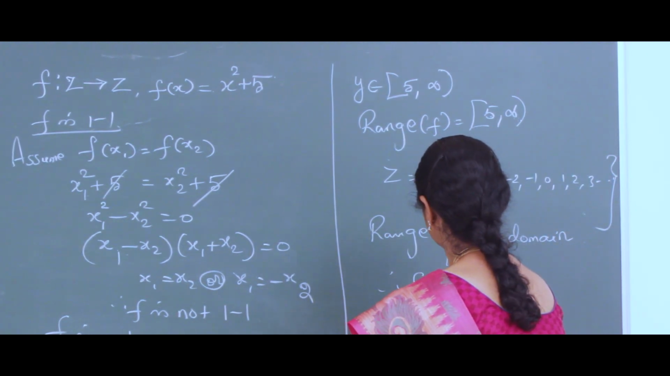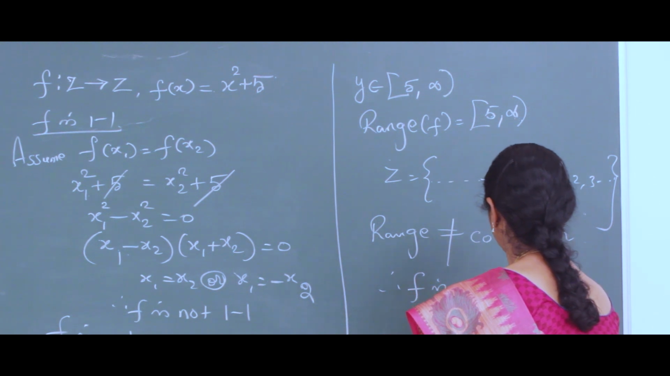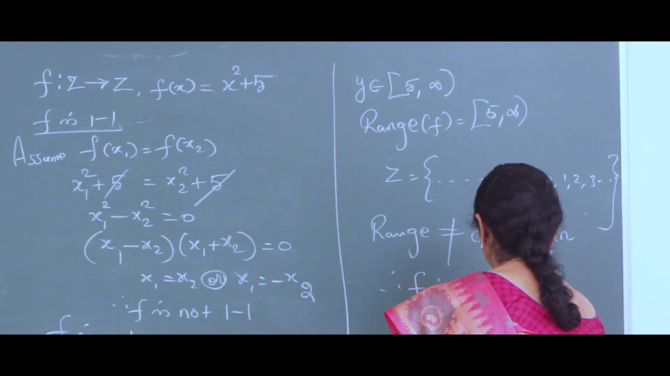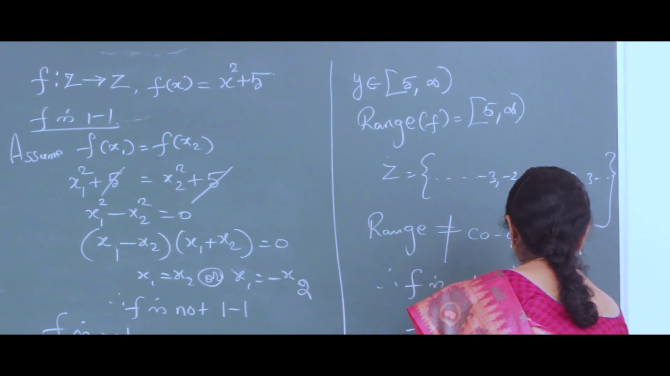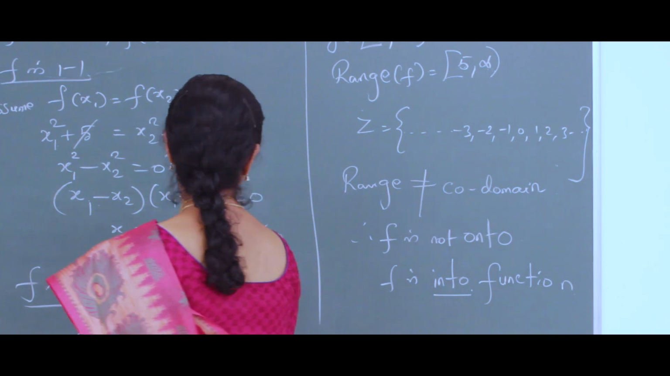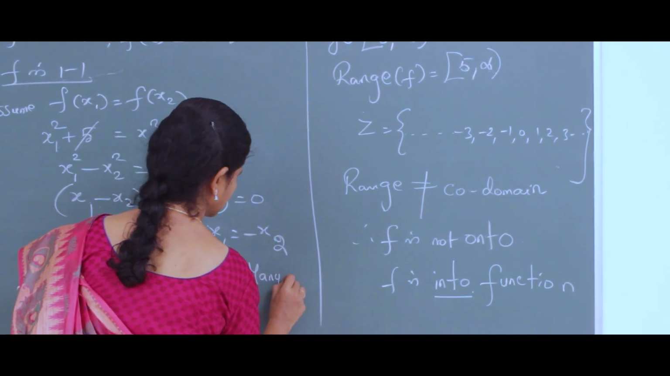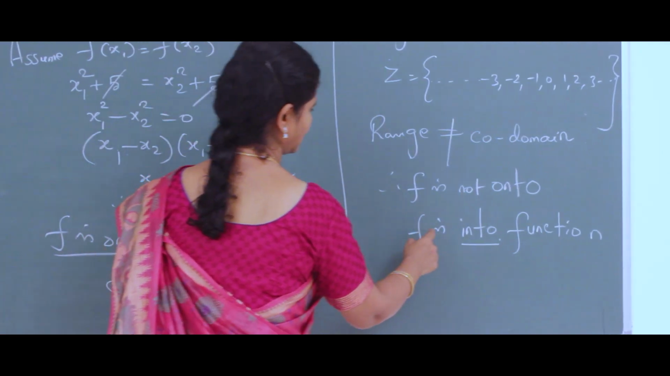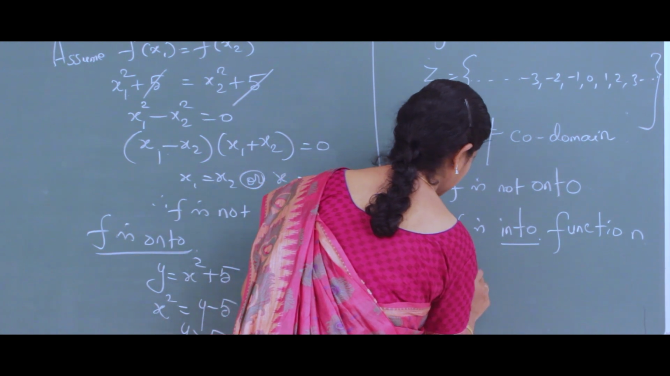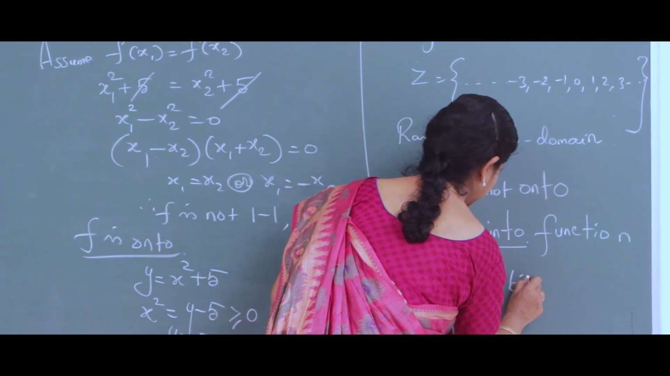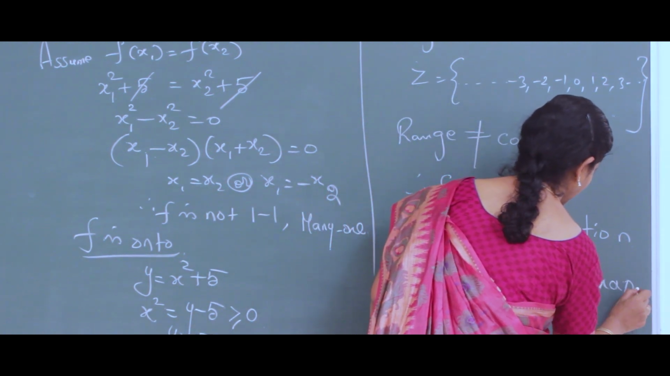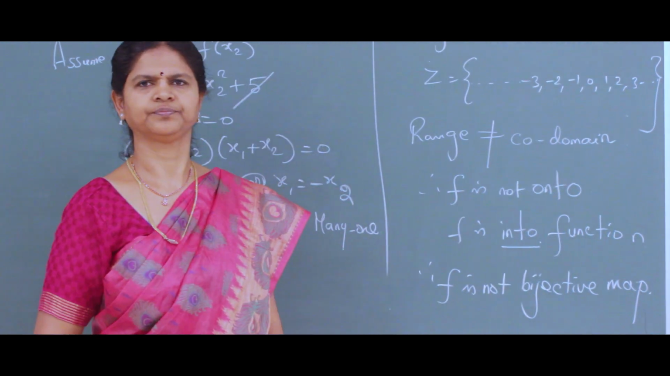Therefore f is not onto. Therefore f is an into function. Not onto means it is an into function. It is not 1 to 1, so it is a many one function. If it's not onto, it is an into function. Therefore f is not bijective. Okay, the problem is over.